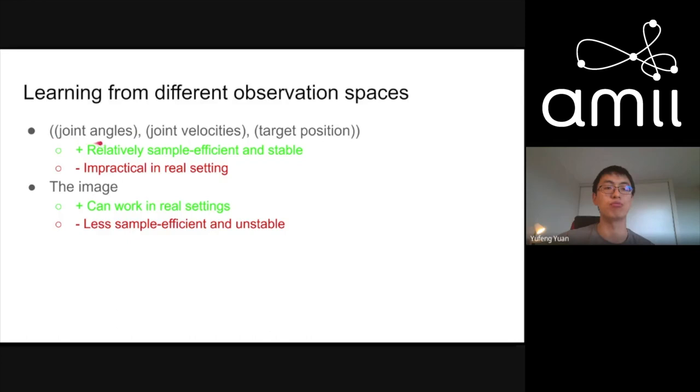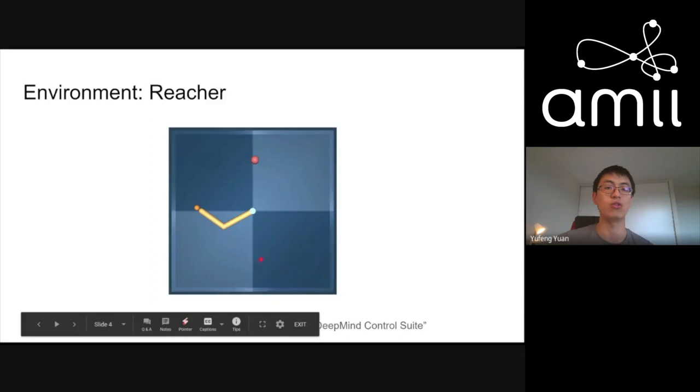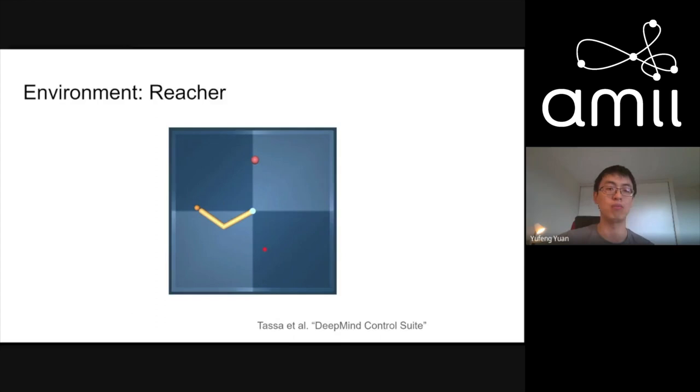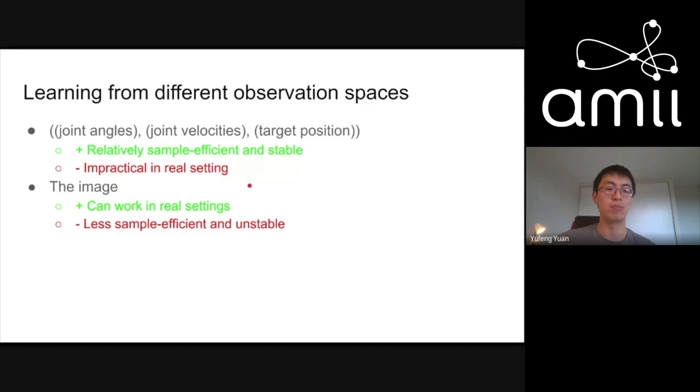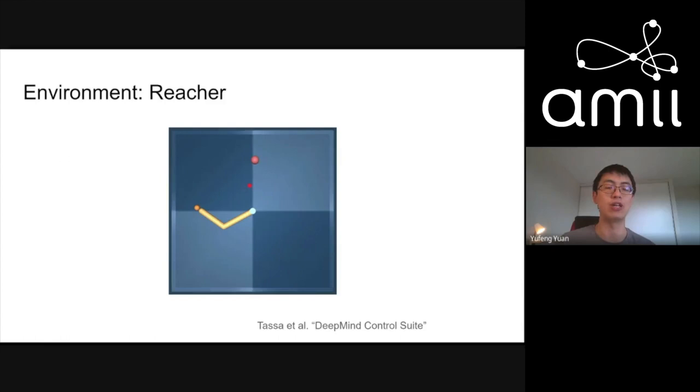So to solve this problem, we can directly use the image as the observation space, the image we see here. This can definitely work in a real setting, because by using the image, we don't assume any knowledge about the target or the robot itself. But it should be less sample efficient, because now we have to involve the image in our learning system, which means we probably have to use a more complex model like convolutional neural networks to process the image.